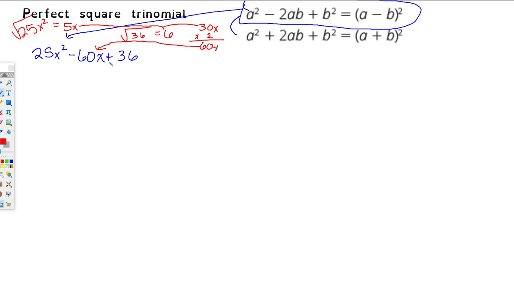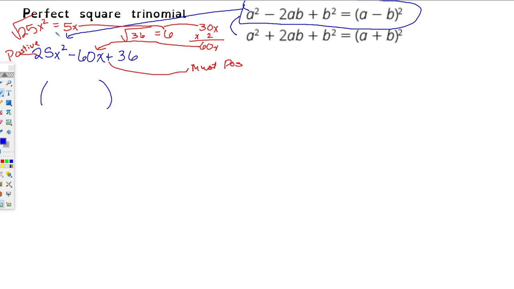Other things is this last term must be positive, and this first term must be positive. If they're both negative, factor out a negative. But if one's positive, one's negative, then it's not possible for you to use this trick. Doesn't mean it's not factorable, it just means it's not a perfect square trinomial.